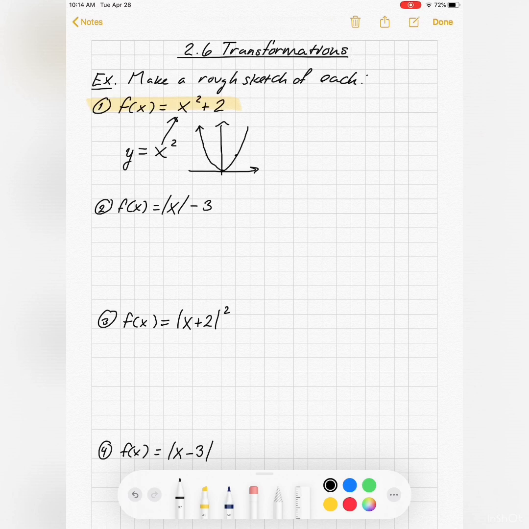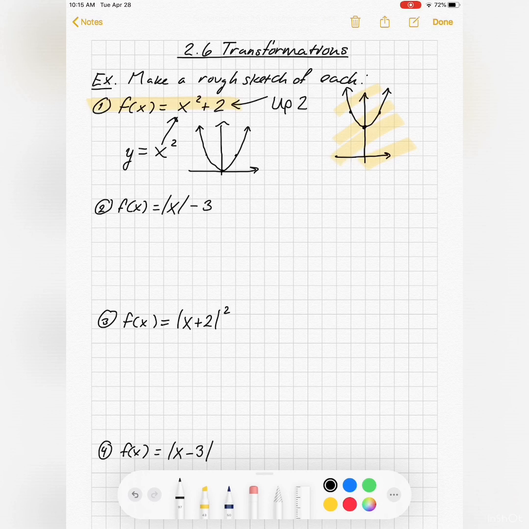All right. And then the next thing is, can I identify what the transformation is? So what I've done here is I've added 2 to the entire function. So added 2 to the y values. So that means I've moved the graph up 2. So very rough sketch. We'll do some nicer sketches later. It would look like so.